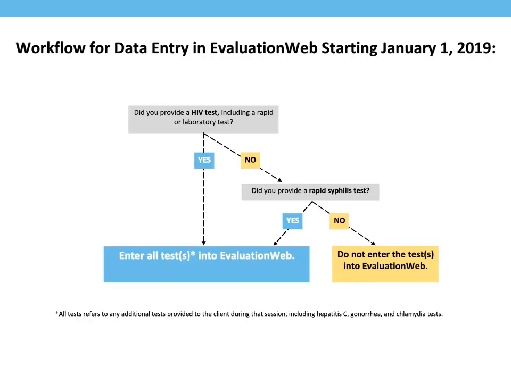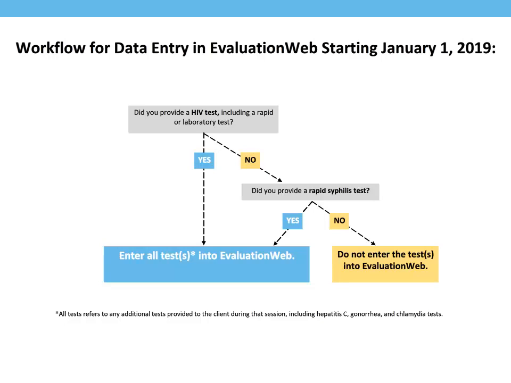Starting January 1st, 2019, any site that provides a rapid or lab-based HIV test or a rapid syphilis test will enter all testing data provided to a client into EvaluationWeb. This includes any testing that is done for co-infections, including hepatitis C, gonorrhea, and chlamydia tests. For example, if a site provides a rapid HIV test and a rapid hepatitis C test to a client, both the HIV test and the hepatitis C test should be entered into EvaluationWeb.